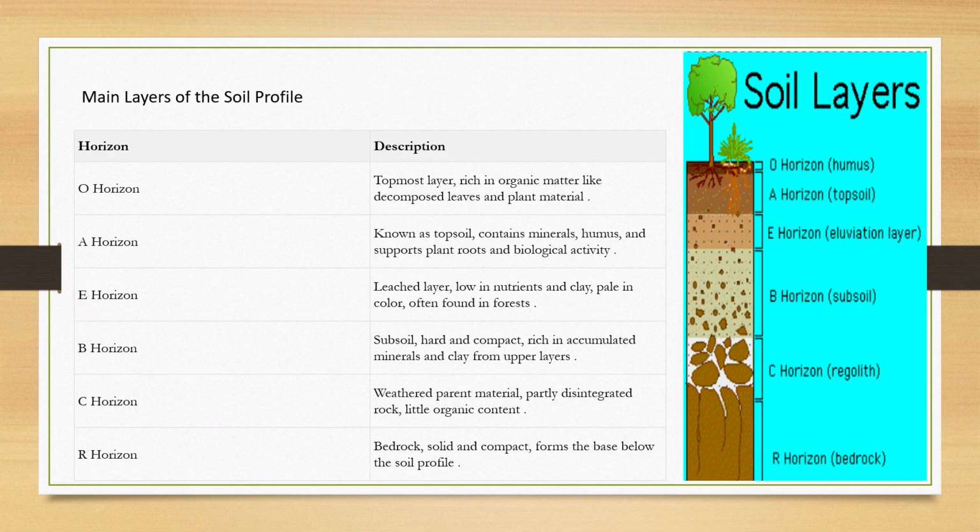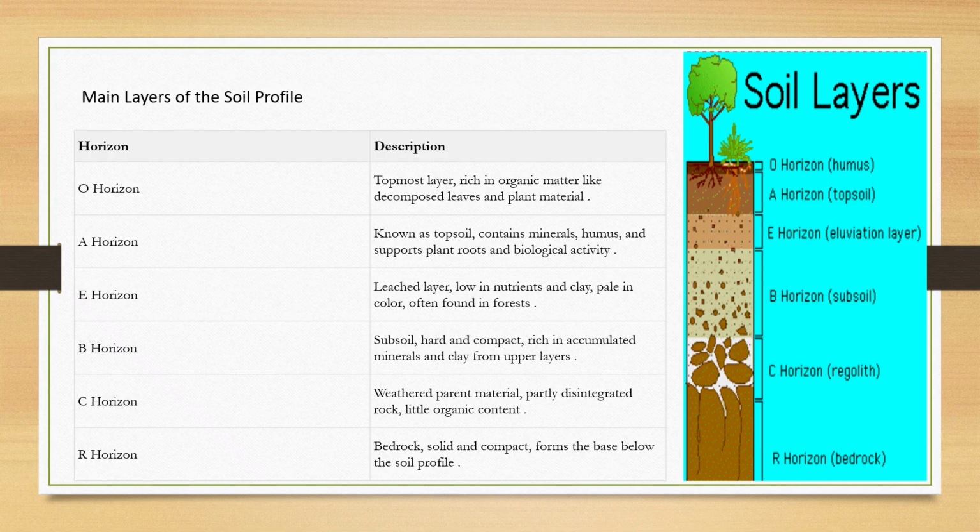Horizon A is commonly called topsoil. This soil is a mineral soil mixed with significant humus. It is darker than the layers below, rich in nutrients, and is where most biological activity occurs.